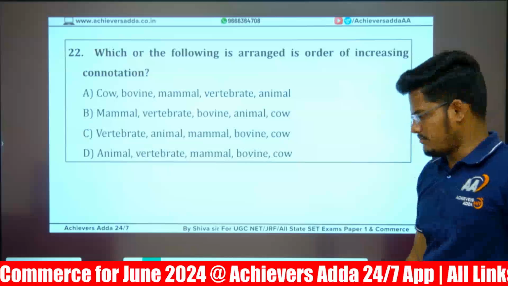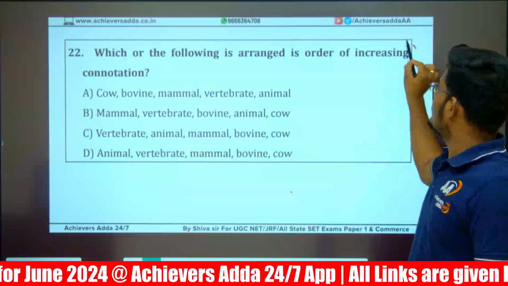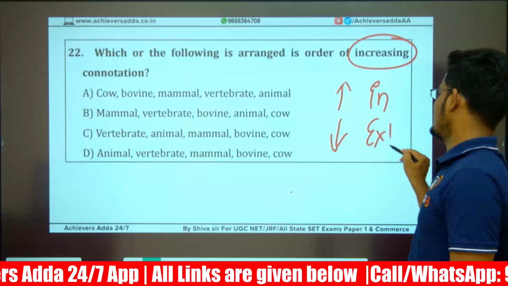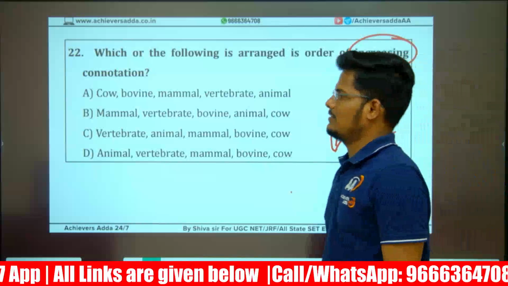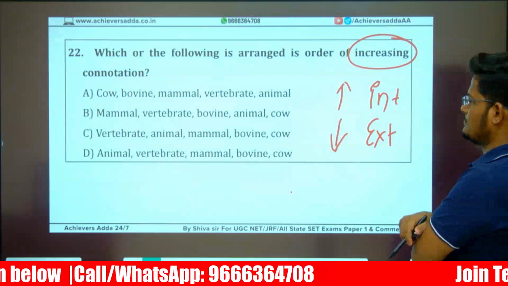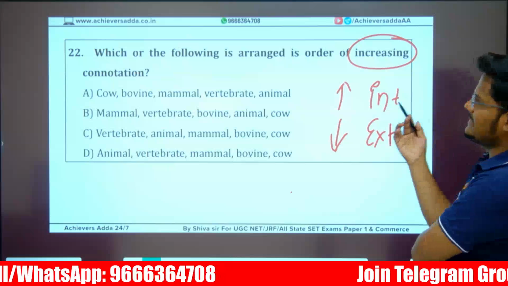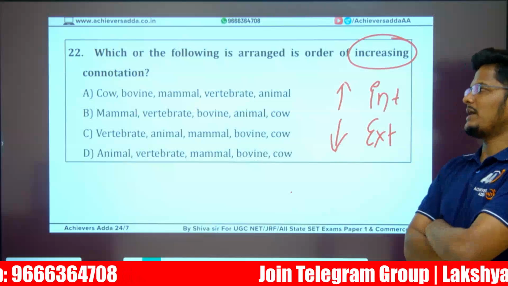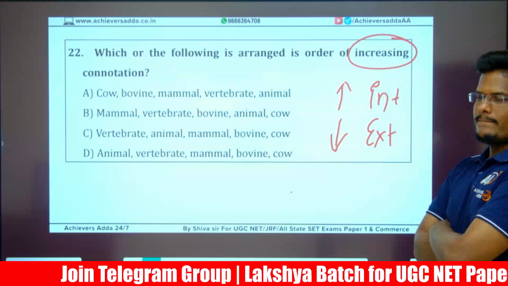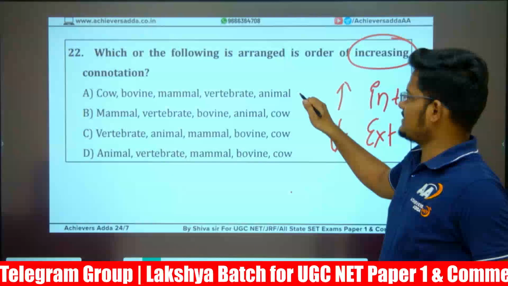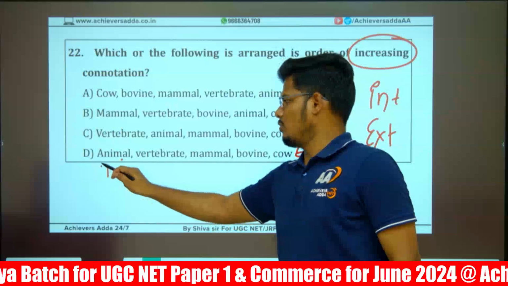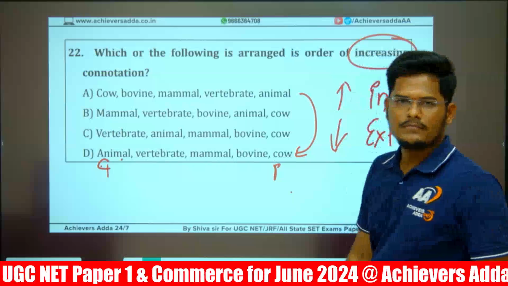Now increasing connotation means increasing intension or else decreasing extension. Very simple. If you know the concept, you will be playing the game. Previously, when it was increasing denotation, it was part to whole. Now it is whole to part, ulta. What will be the correct answer? Quite opposite of the previous one: animal, vertebrate, mammal and cow. So this is the deductive process, whole to part, or general to particular. That's it, answer is D.